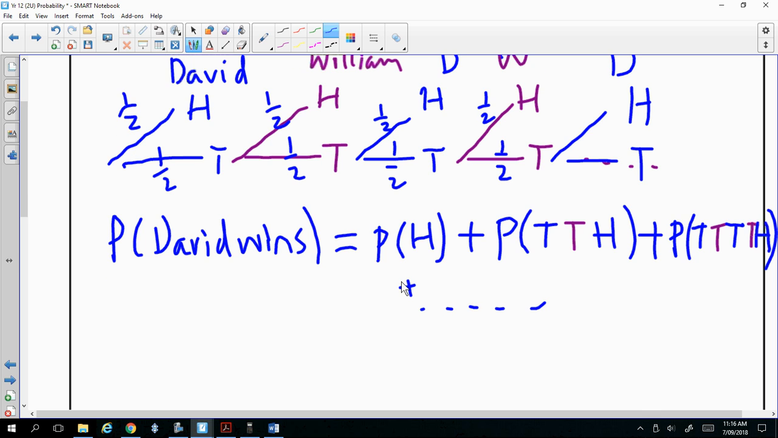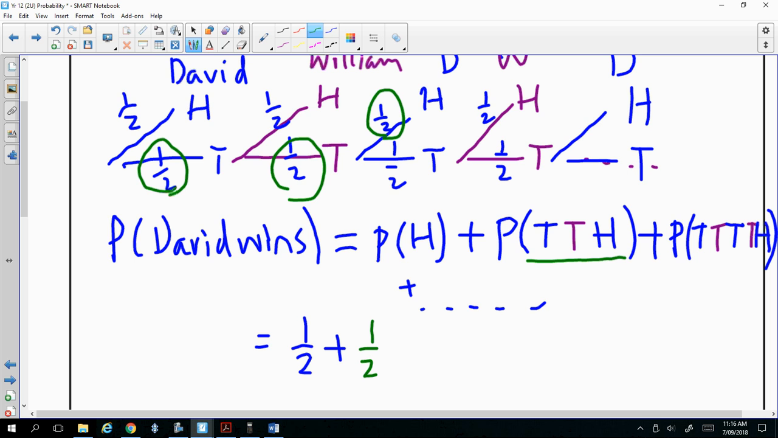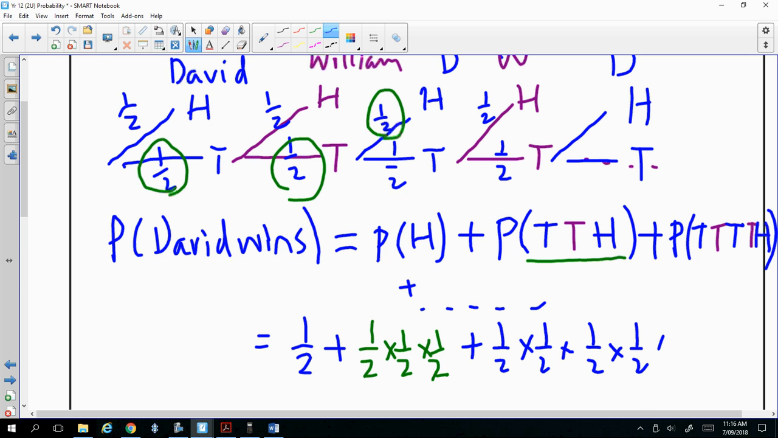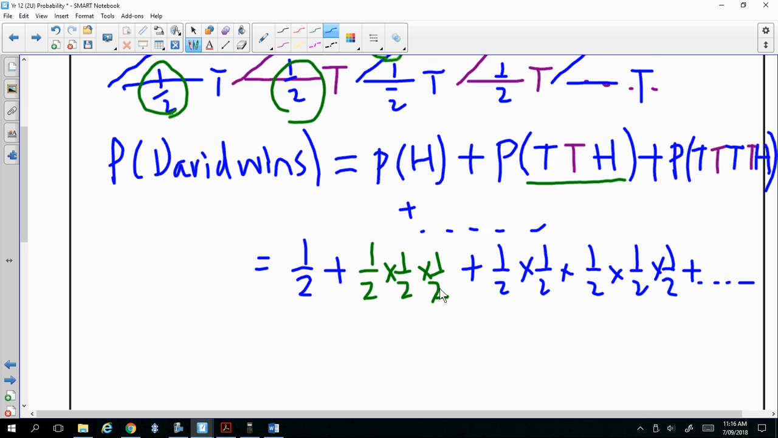So we want to find the probability of winning. The first probability is half. For the second probability, you just go half times half times half. Get the idea how I use the tree diagram to get the answer? Or the next one is half times half times half, 5 times. Plus dot dot dot, depending on which toss David gets a head. But we have to include all the possibilities.